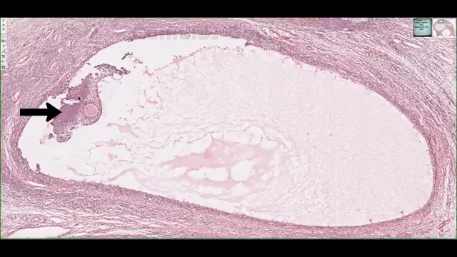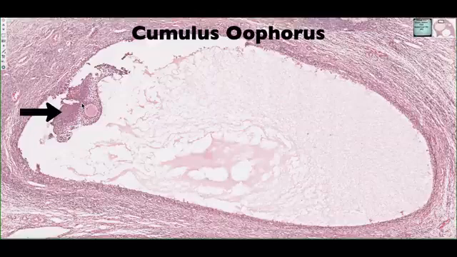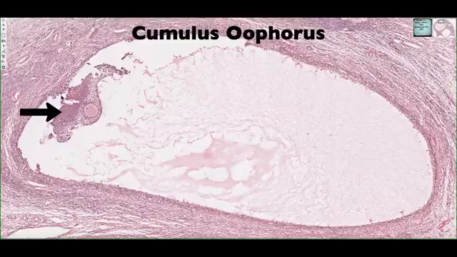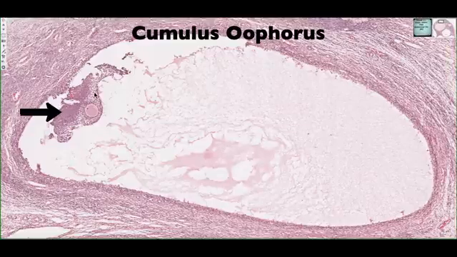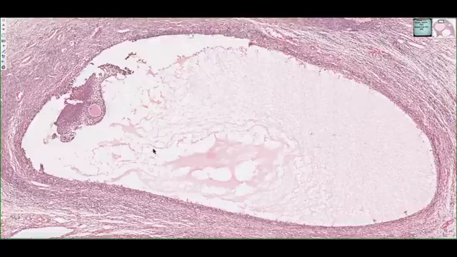This is called the cumulus oophorus and provides a substance or bed for the oocyte to sit in. It's adhered to the lateral wall of the follicle. During ovulation, this mass of cells is going to float freely inside the antral cavity, and then it's going to be released.